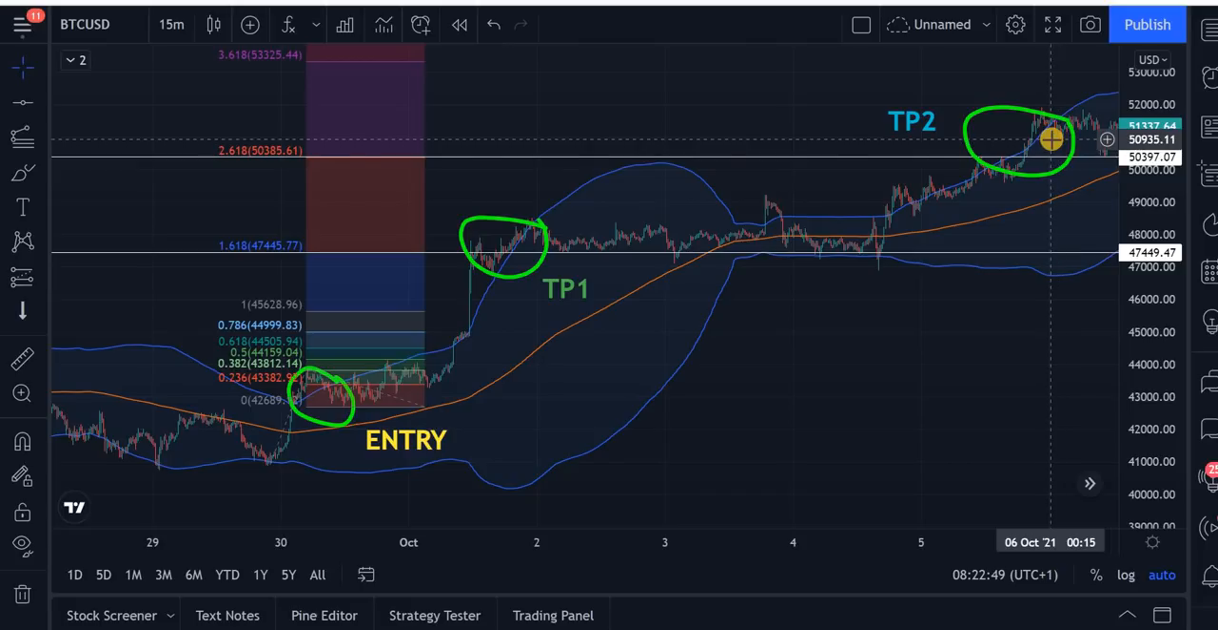So this is exactly how this strategy works, and to me this is the most profitable Bollinger Band strategy to help you make more profits on your trades. A very good strategy that I use when trading.